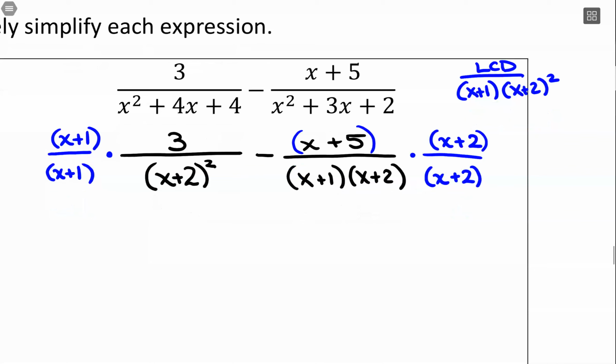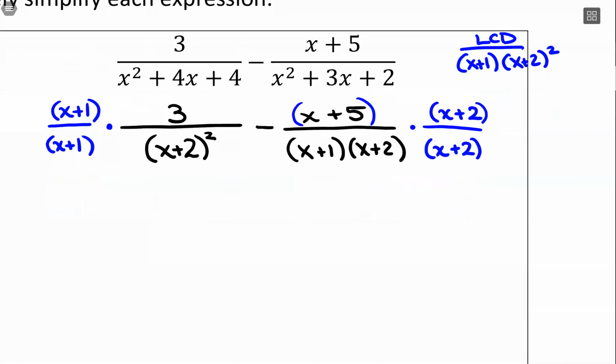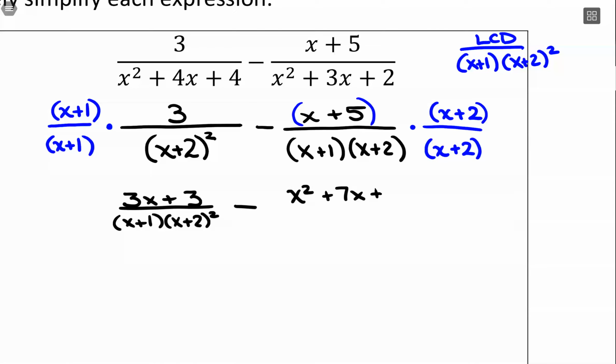All right, so now I'm going to have these two denominators that match up with an x plus 1 times an x plus 2 squared. In the numerator, 3 times x plus 1 will be a 3x plus 3 over that x plus 1 times x plus 2 squared. And then we're subtracting, and I'll go ahead and FOIL this out, so we'll have an x squared plus 7x plus 10 all over x plus 1 times x plus 2 that's now squared.